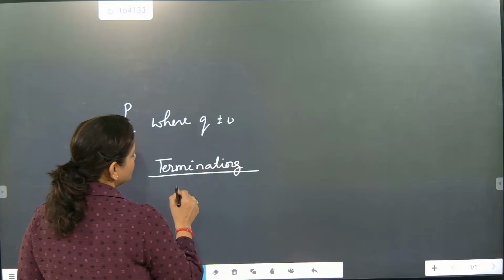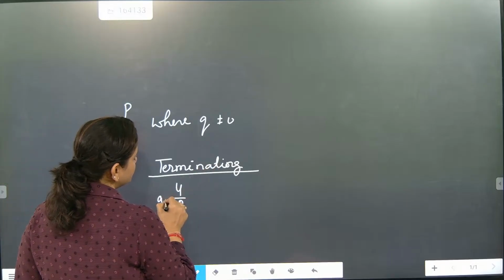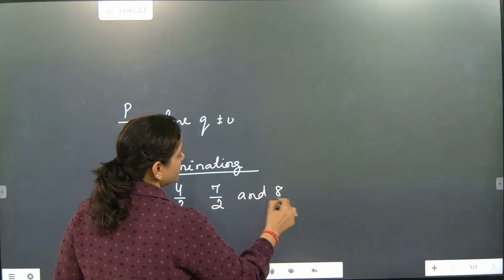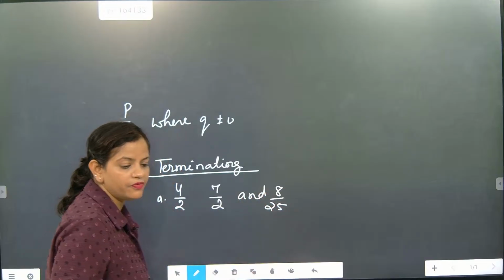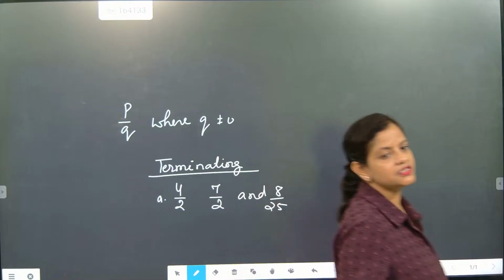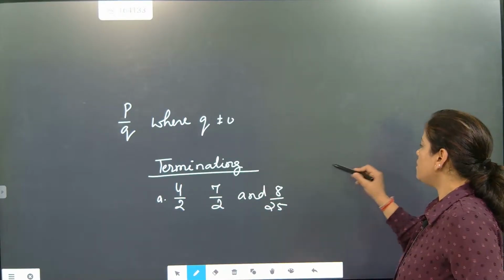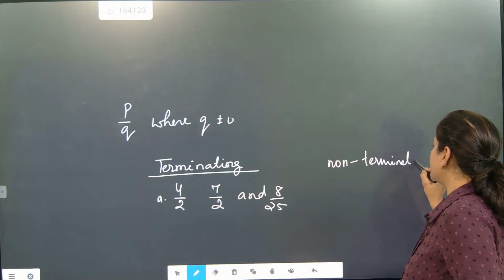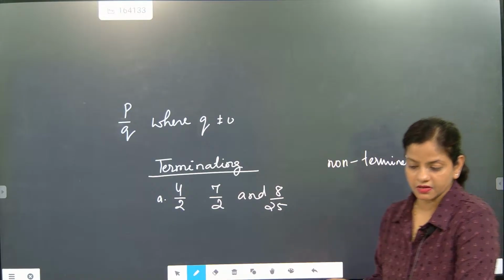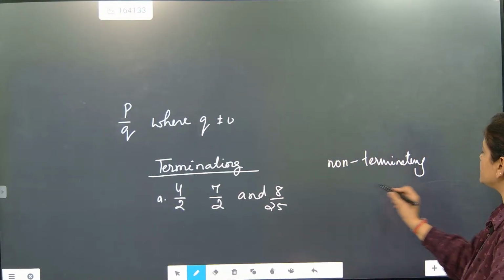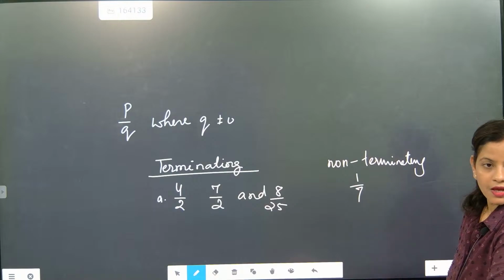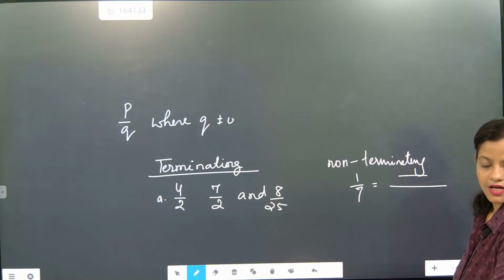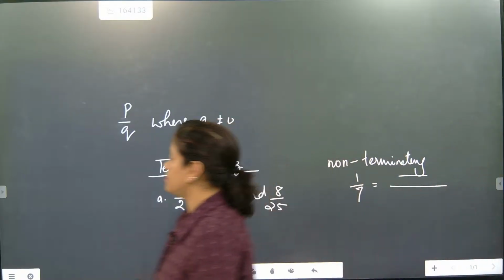So terminating numbers are like 4 by 2 or 7 by 2 and 8 by 25. Whenever it is fully divisible, it is considered a terminating number. Now the next numbers are called non-terminating numbers. Non-terminating numbers are those numbers which will have a bar. Understood? So last time we discussed 1 by 7, correct? 1 by 7 means after some digits it will have a bar on it. So let's see about non-terminating numbers.